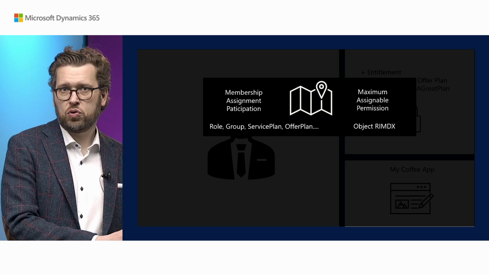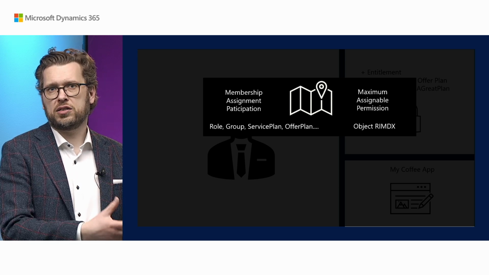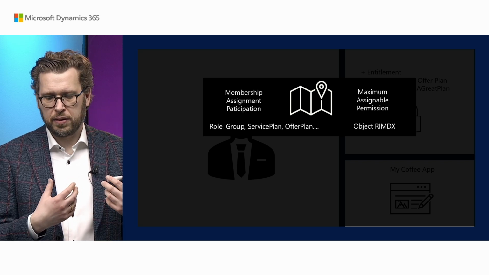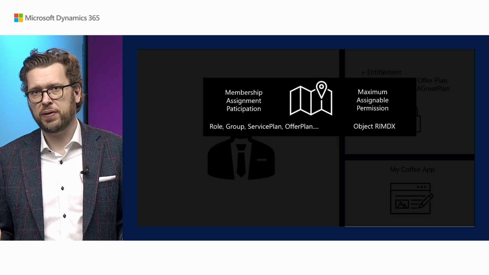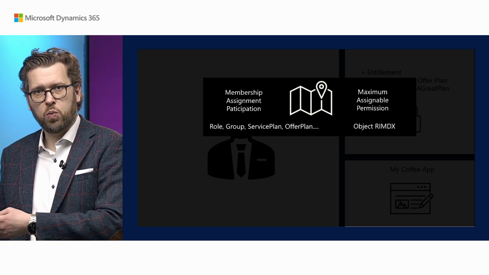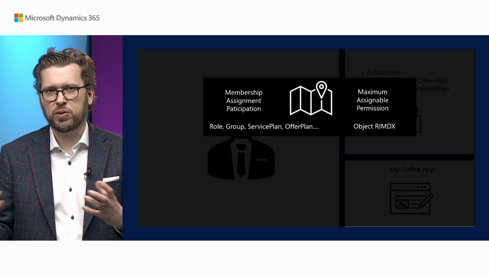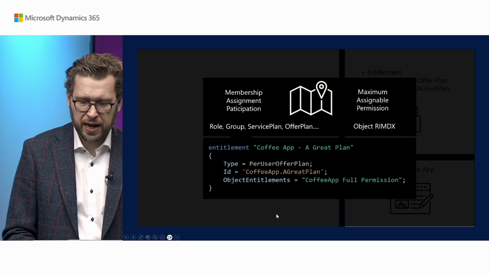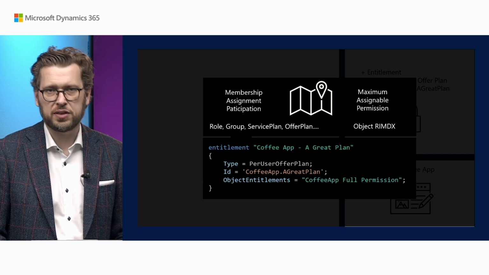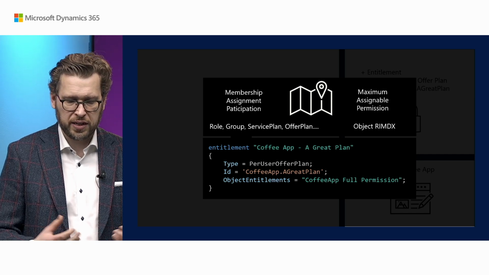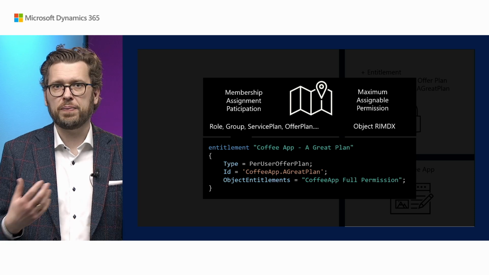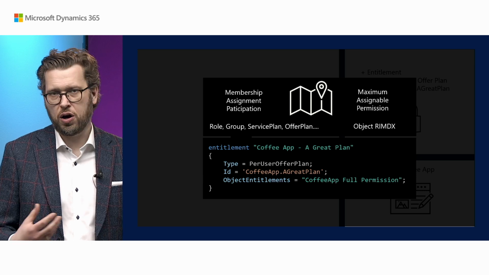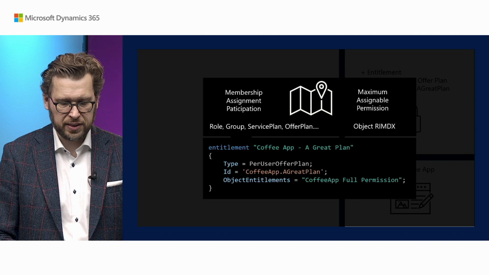On one side, you have the roles or the license: what can the customer, the user having a certain license, have? It could be a role, a group, or a service plan that they're a member of. What functionality or tangible objects do they have access to in Business Central? So this is an example of a simple entitlement and how it could look, right? In this case, we have an entitlement for a great plan in our coffee app. And we see that the type for that entitlement would be per user offer plan. And that would be the normal setup for this.